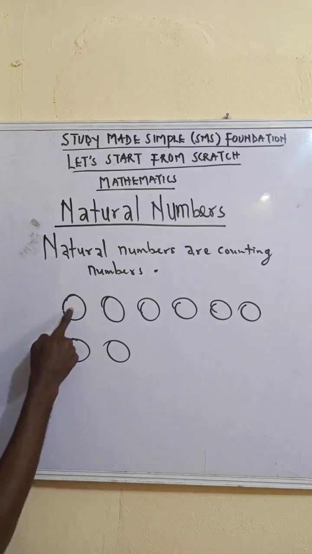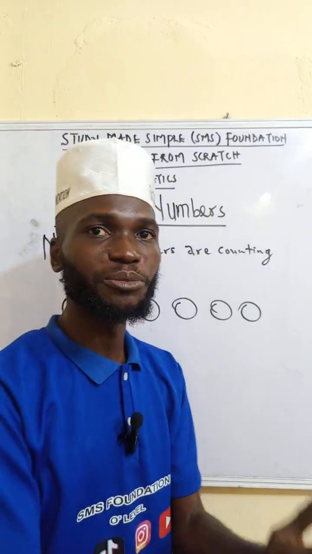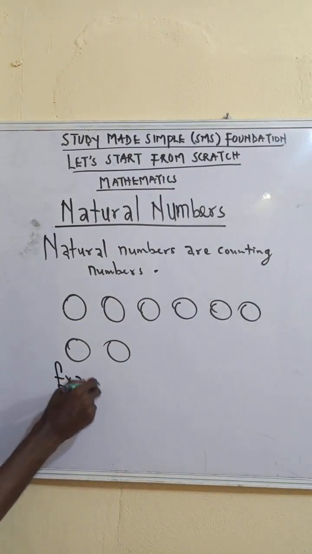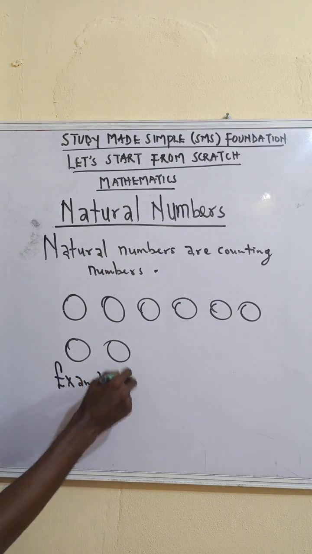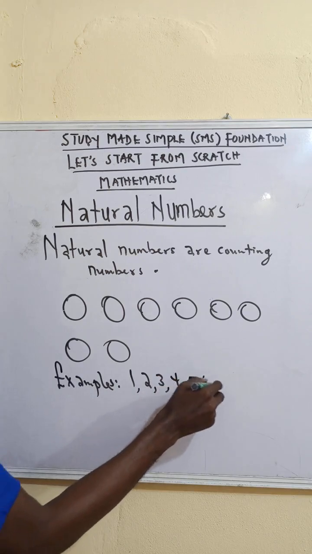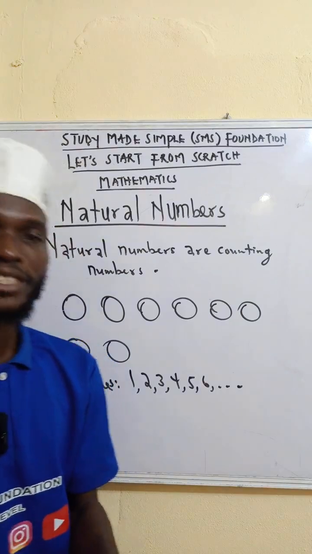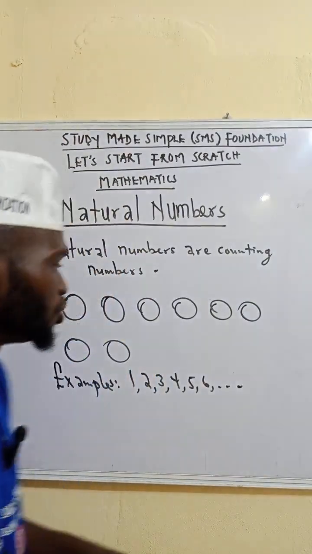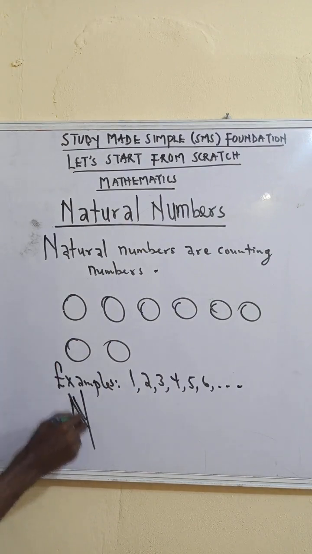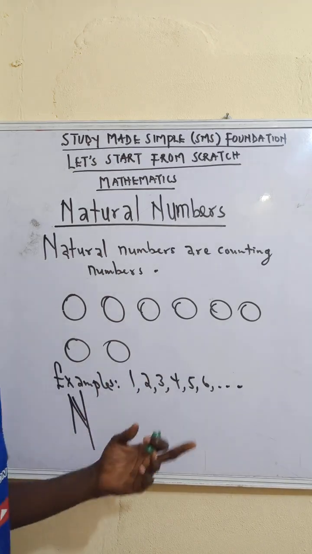They start from 1, 2, 3, 4, and so on. That's what we call natural numbers. So if they ask you for examples of natural numbers, 1, 2, 3, 4, 5, 6, and so on. We can't get to the end. Now, the set of natural numbers has a symbol that we use to represent them. At times, this is capital letter N. At times, they will put this. And if you like, you may not put it.